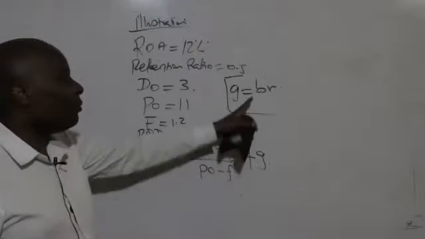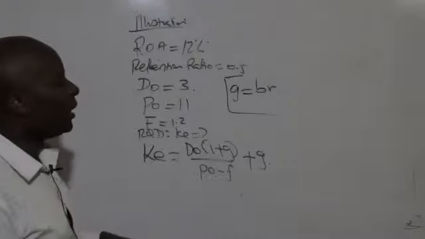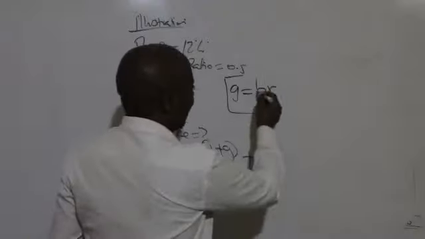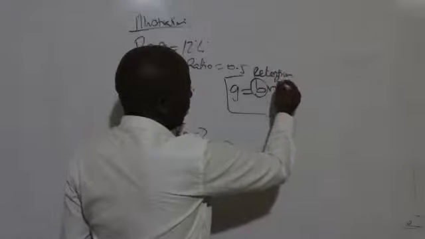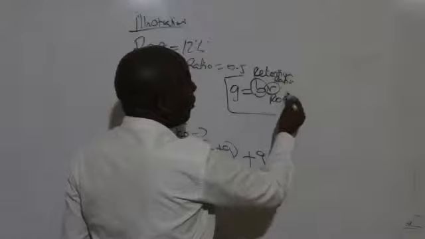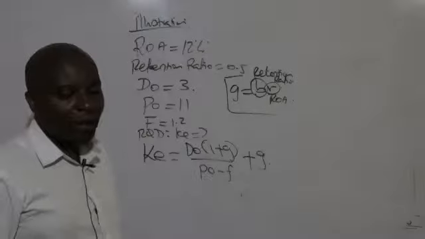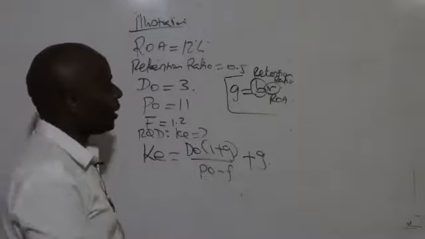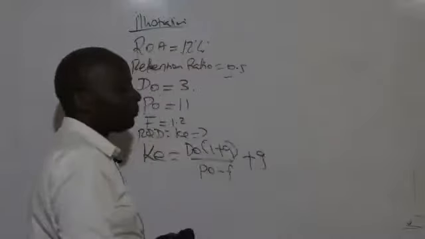So don't forget that B is the retention. So B, this is the retention ratio. And then R is our return on assets. R is our return on what? On assets. R is our return on assets.